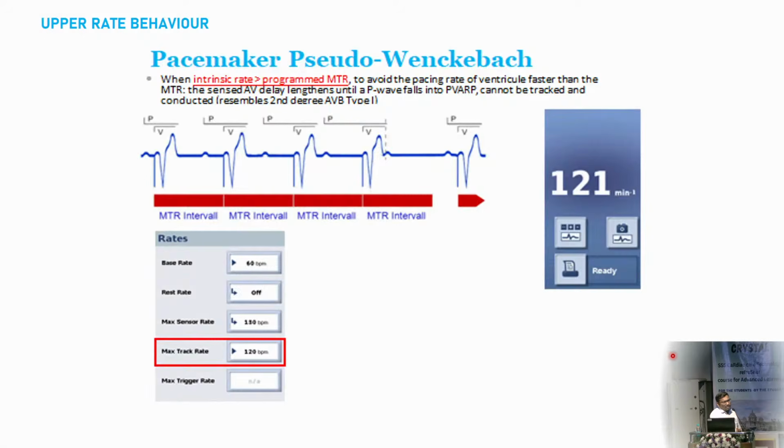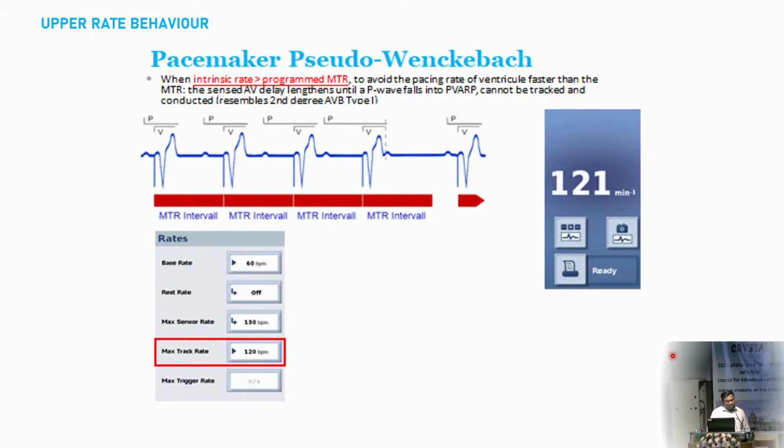So after the maximum track rate, if the sinus rate goes above your maximum track rate, this is what happens. There are a lot of parameters involved here, such as TARP, PVARP and AV delay. So many parameters are involved, but you need to program in such a way.